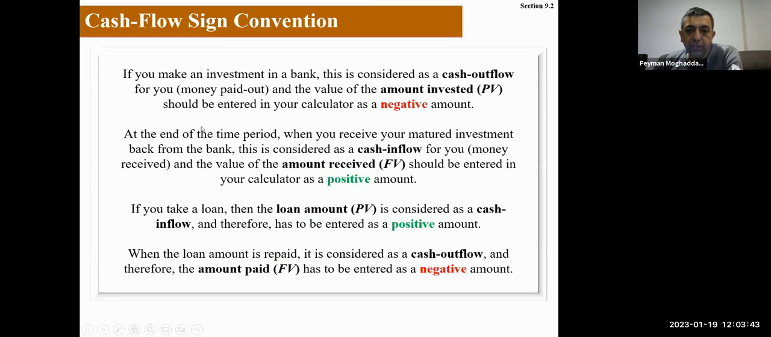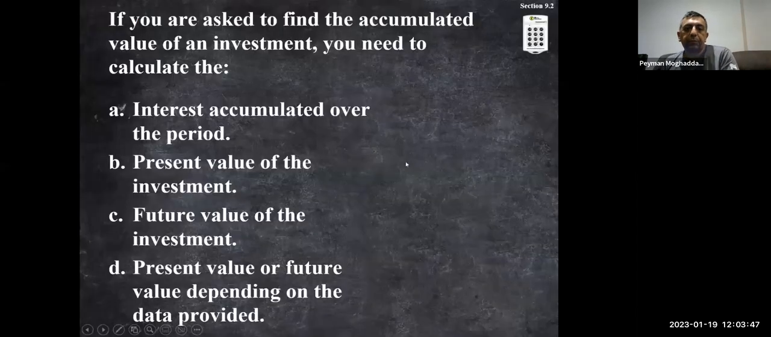Now, if you are asked to find the accumulated value of an investment, you need to calculate: the interest accumulated over the period, the present value of the investment, the future value of the investment, or present value or future value depending on the data provided. So let's go to the question again. The interest accumulated over the time is not right, because you want to calculate the accumulated value, so you want to know interest plus principal. The present value of the investment is not right either, because you want to find the accumulated value. So the future value of the investment, yes, that's right. This is the one: you want to know the future value of the investment, and that's going to be the accumulated value. And D, present value or future value depending on the data provided, is not right. So C is right.